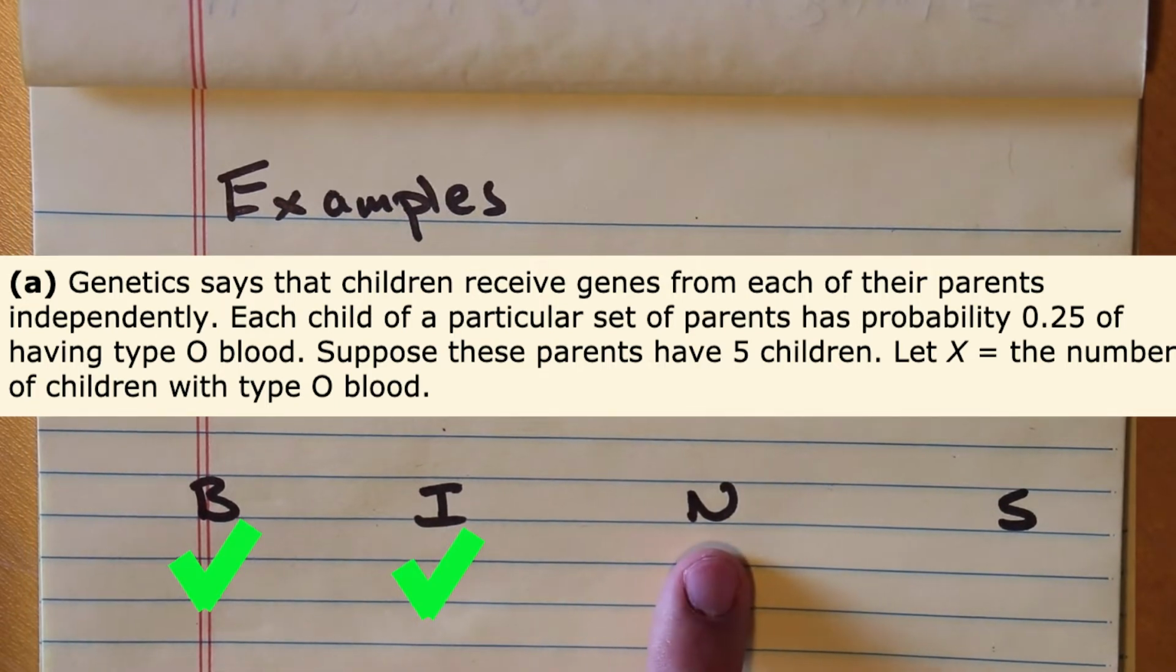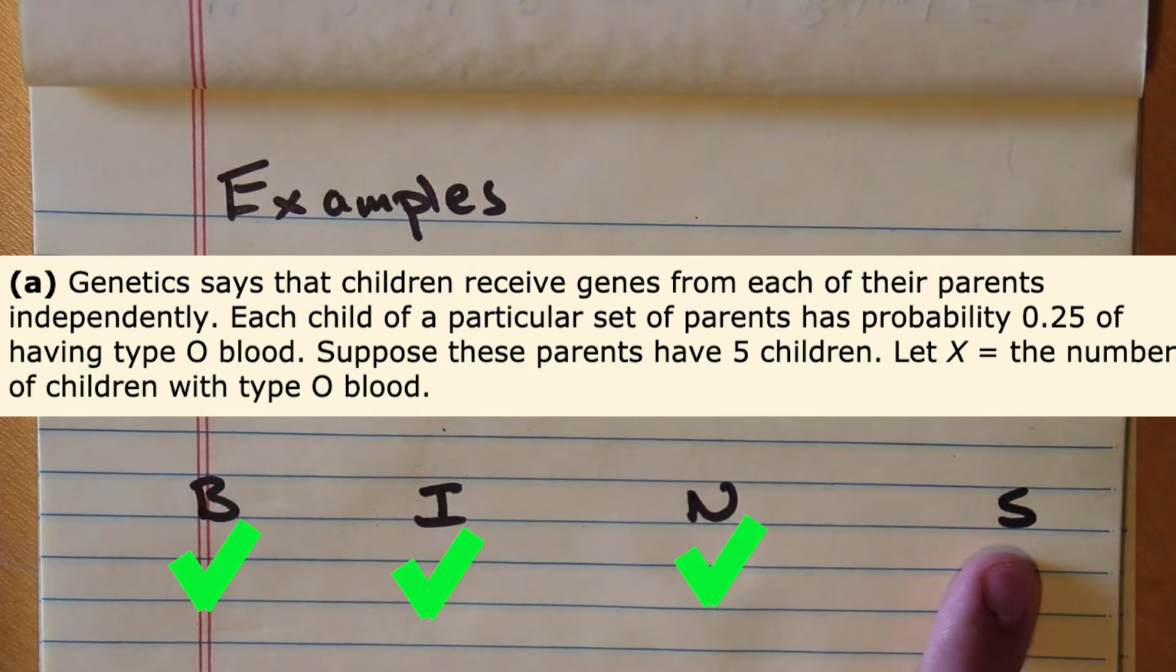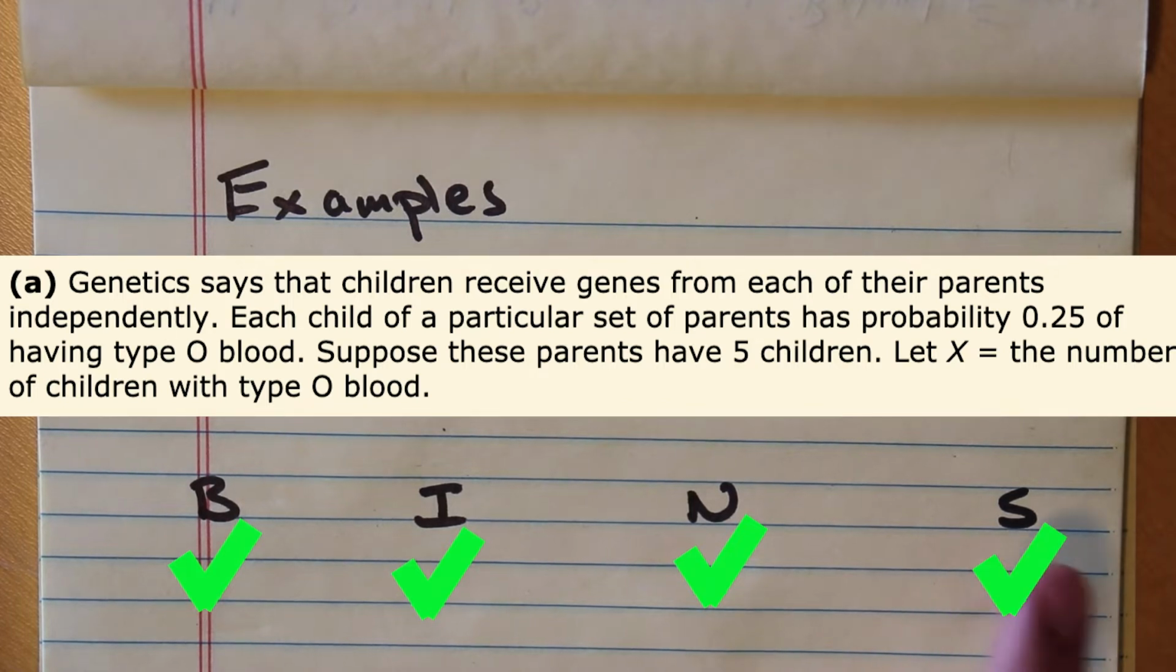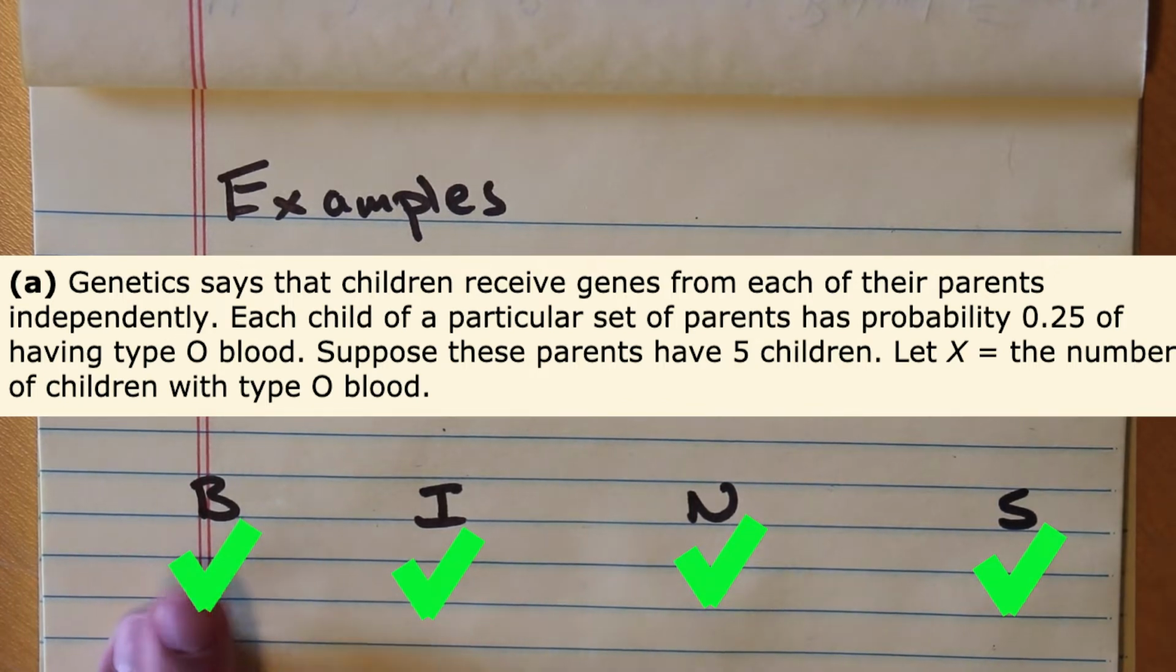Is there a fixed number of trials in this case? Yeah, they are going to have 5 children. So that is the number of children they're going to have, a fixed number of trials. And then the same probability of success. Yep, because the probability is 25% on each trial. So in this case, it is a binomial random variable setting.